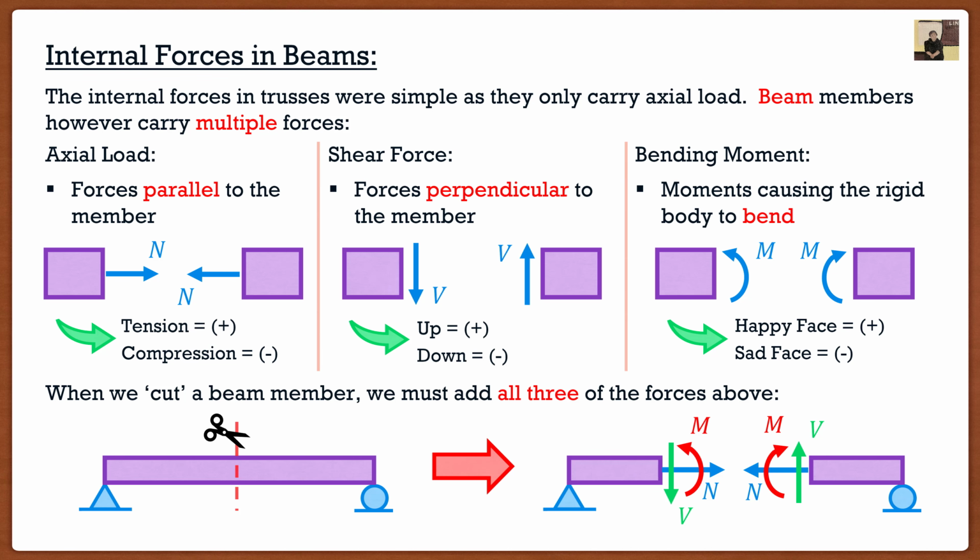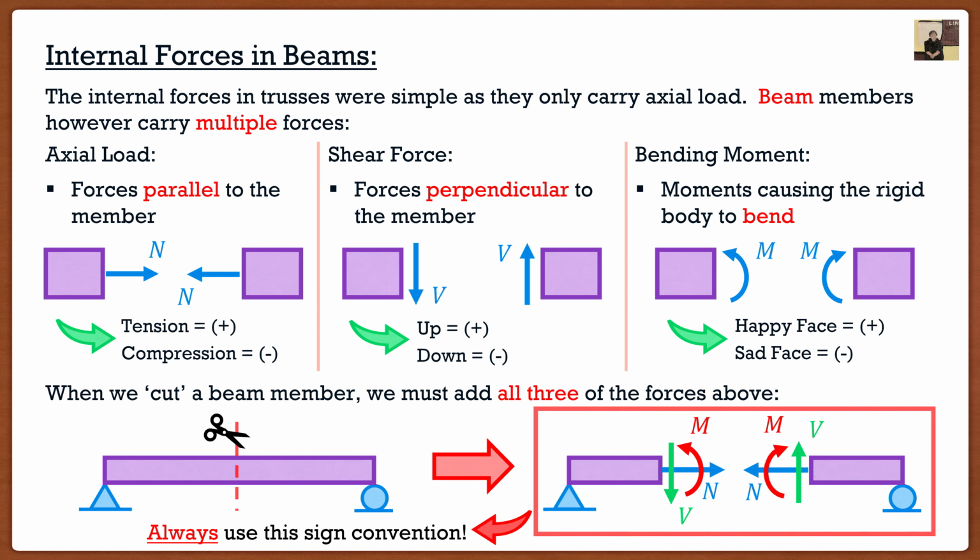Now, a couple things I want to mention. If we look at both sides, notice how they're equal and opposite. I have shear going up on one side, I have shear going down on the other side. Same magnitude, they'd cancel out. Same thing with normal forces. They're going opposite directions. And the same thing with moments. Now, this is going to lead me to the first thing that I really want you guys to remember. And that is this sign convention right here.